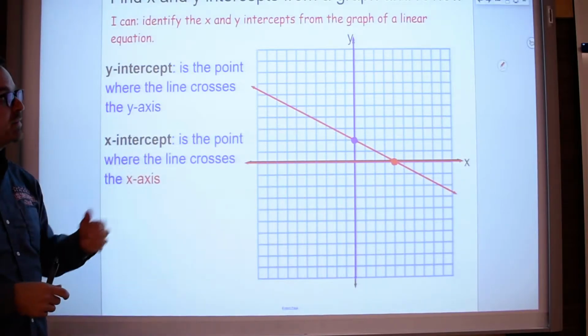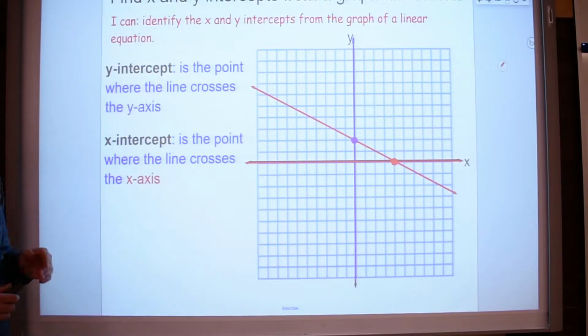We're talking about the x-intercept. But go ahead and write these definitions down for y and x-intercept, and then obviously you're going to want to write down what I do on this slide as well. So let's go ahead and get started. Let's identify the x and the y-intercept.